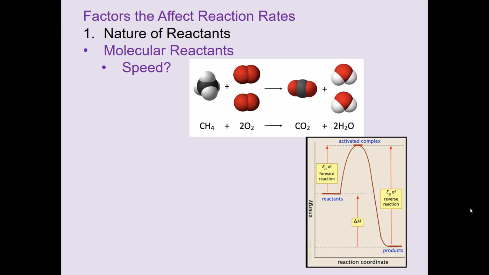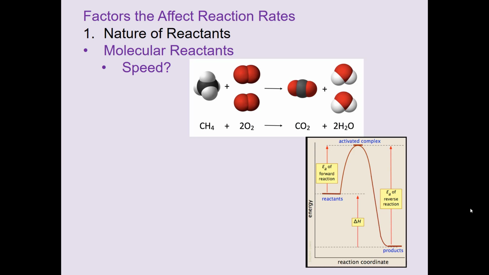Factors that affect reaction rates. We're going to look at 6 things that will influence the reaction rates, where we can manipulate them to make the reaction go slower or make the reaction go faster. First of all, let's talk about the type of reactants or the nature of reactants.